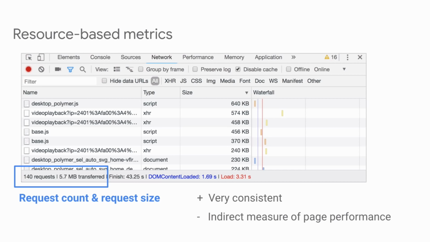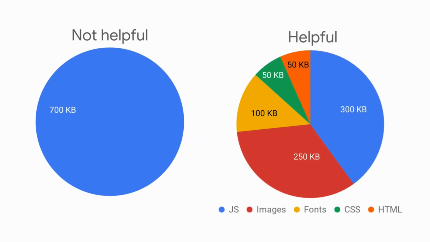Now, the one problem with using resource-based metrics is that they're an indirect measure of page performance. They can affect page performance, but many other things can as well. If you're thinking of actually incorporating resource-based budgets, a decent first step would be to measure how much of all your assets are being shipped. Now, the thing about this, though, is that it's not very helpful because it doesn't really tell you exactly where you can improve and which assets you should minimize.